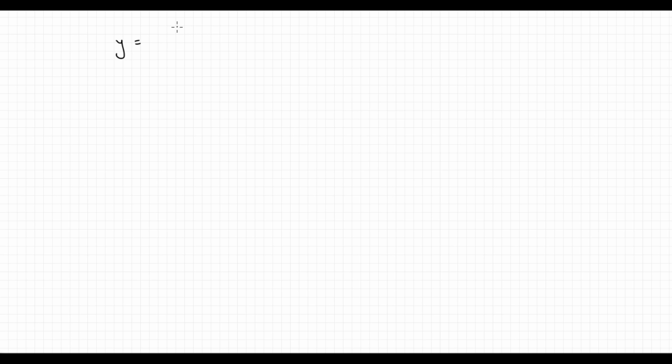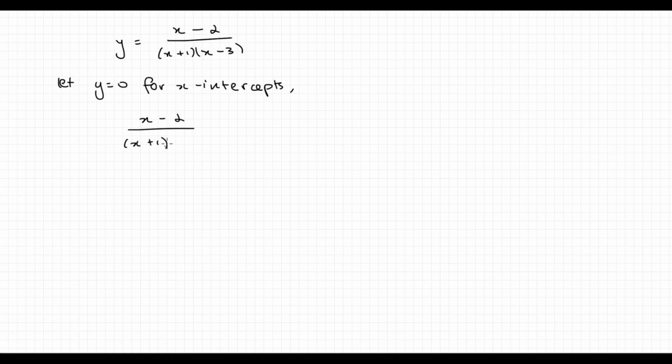My equation is given by y equals (x minus 2) over (x plus 1)(x minus 3). If I let y equal 0 for the x-intercepts, we get (x minus 2) over (x plus 1)(x minus 3) equals 0. We multiply the denominator across, so effectively we're just solving x minus 2 equals 0, and that tells us that the x-intercept is at x equals 2.